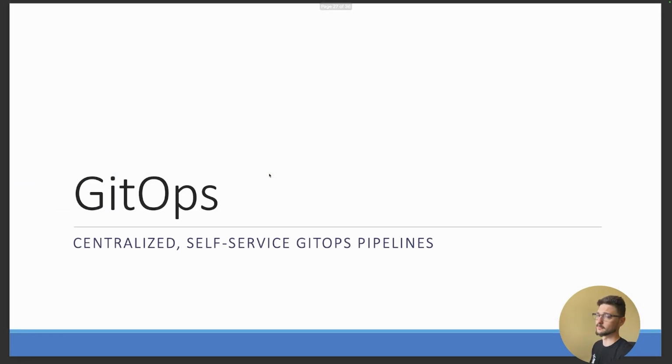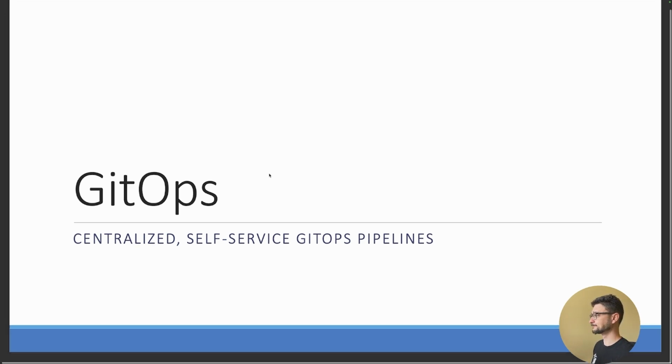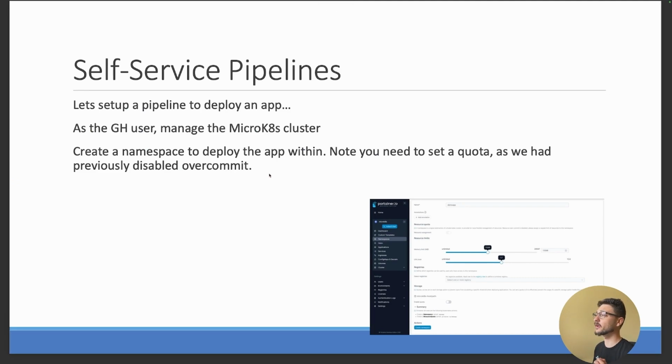Great. Now, GitOps. We're getting into some real exciting stuff now. So let's go down. And it's saying here, so what we're going to do in this one, we're going to set up a pipeline to deploy an application, okay? So as the GitHub user, we're going to manage the MicroK8s cluster, okay? We're going to create a namespace to deploy the app within, and then we're going to set a quota, okay? Because we've disabled that before, so we're going to set a bit of a quota for this namespace, okay? So let's go into our Portainer environment, the MicroK8s cluster, and we'll create a new namespace called Demo App.